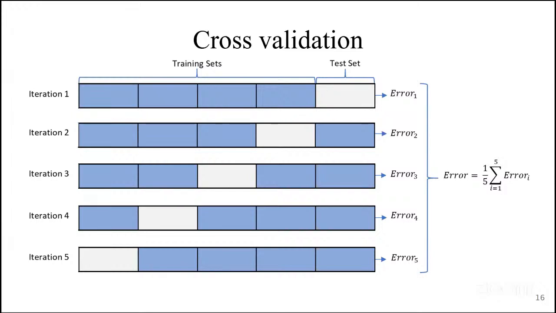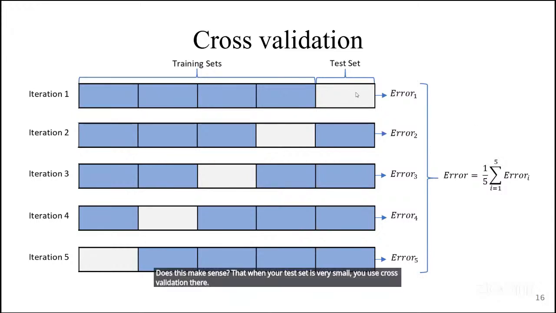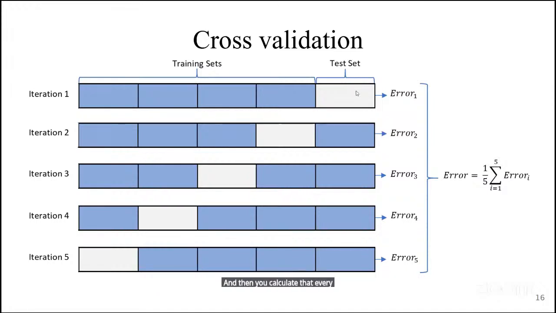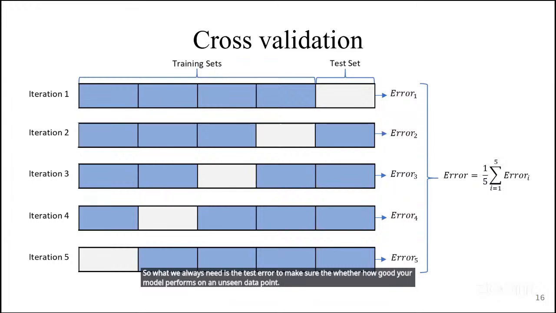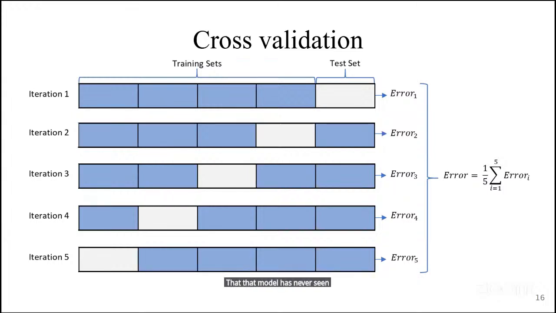Does this make sense? When your test set is very small, you use cross validation. Then in every iteration you calculate the error on the test set, and you take an average of the errors from all the iterations and report that as the test error of your model. What we always need is the test error, to make sure how well your model performs on an unseen data point that the model has never seen.